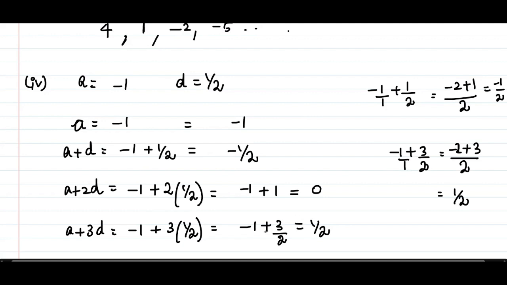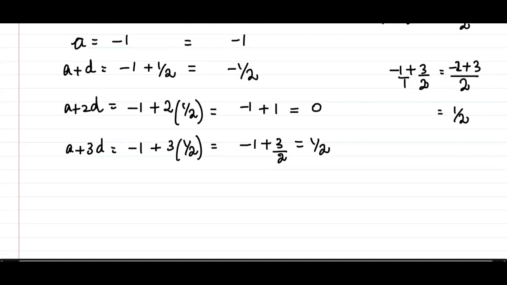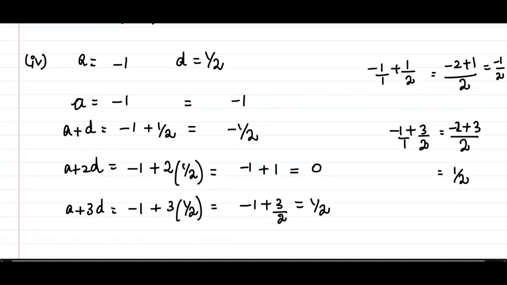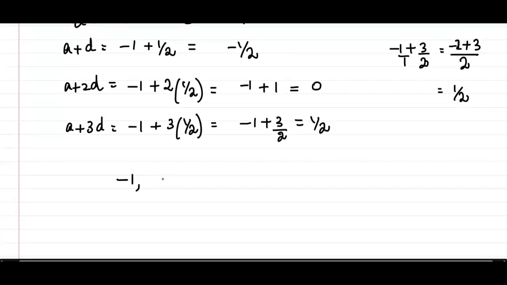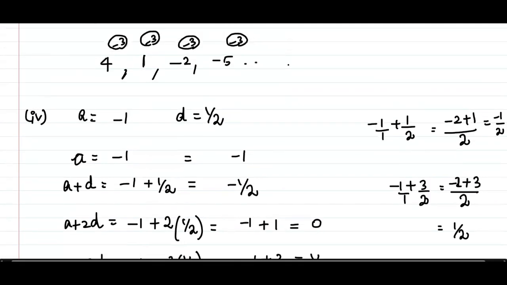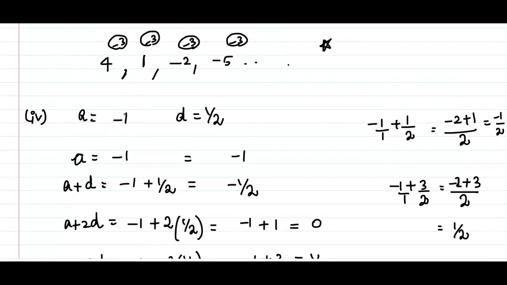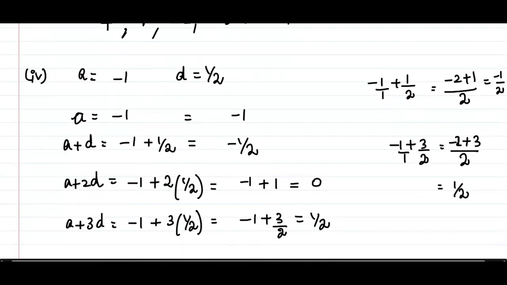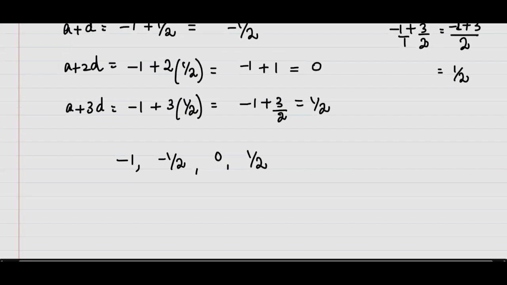So what will be the AP series here? For the first term, it is -1, then -1 over 2, then 0. Fourth term is positive 1 by 2. Now these are the first 4 terms of the series. Fine, clear? Or you can use this method also for the same question. Basically start with -1, then keep on adding 1 over 2 to the previous term. Fine, clear? We will get the same answer.